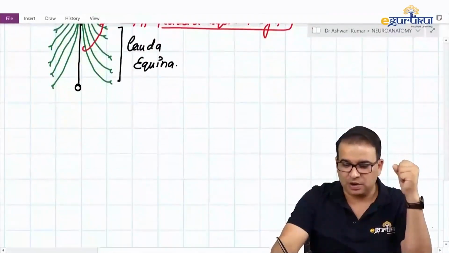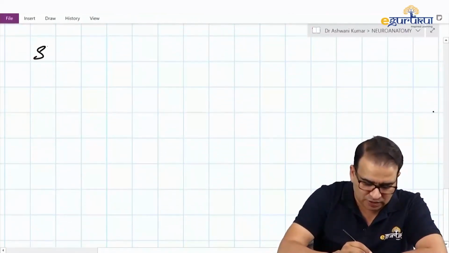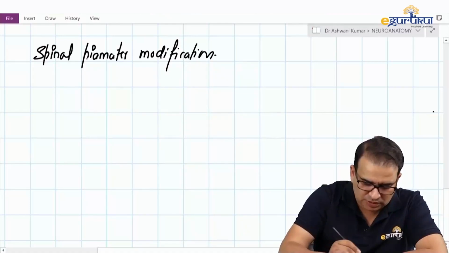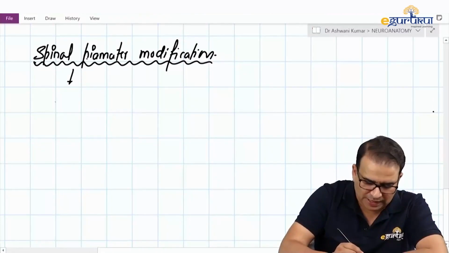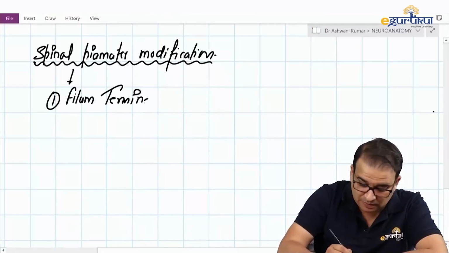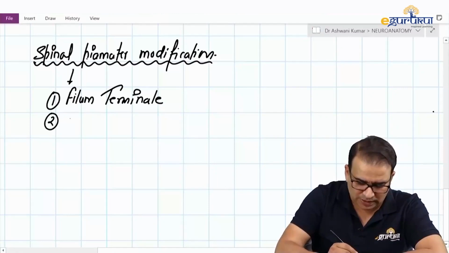Spinal pia mater is special because it gives rise to some other things as well. There are some other modifications we have for the spinal cord pia mater. So when we talk about the spinal cord pia mater modifications, one, as we just said, is the filum terminale, both internum and externum. It is there in both of them.